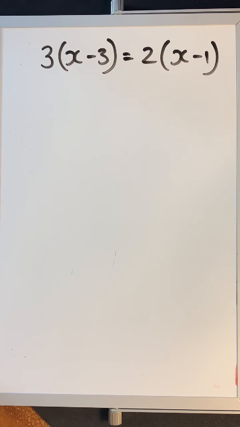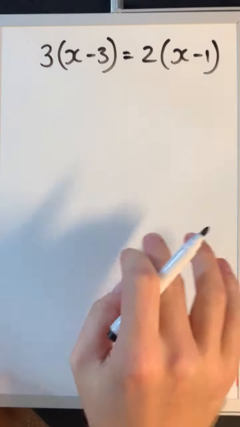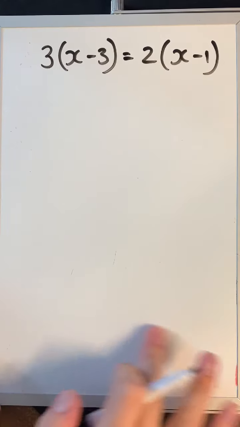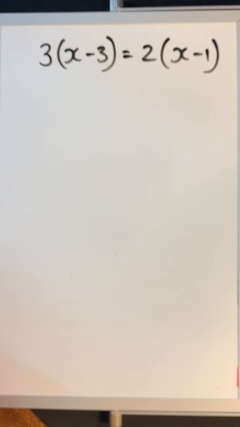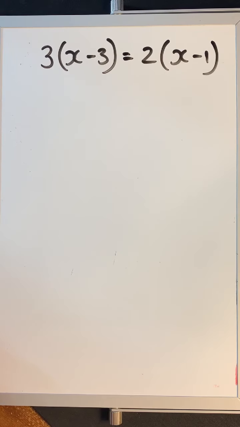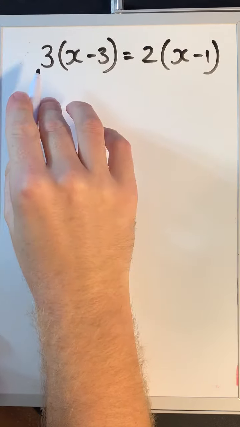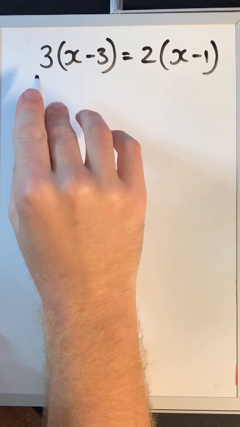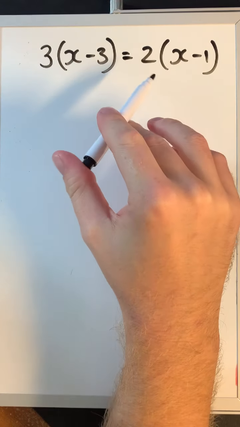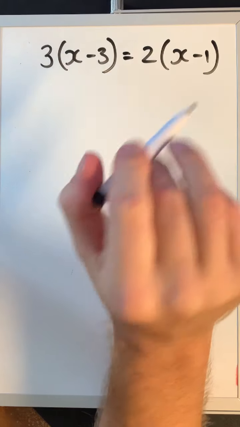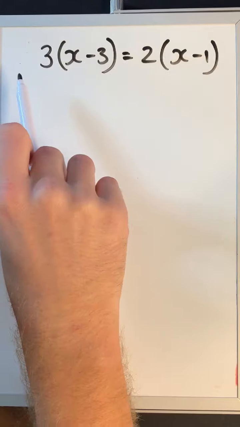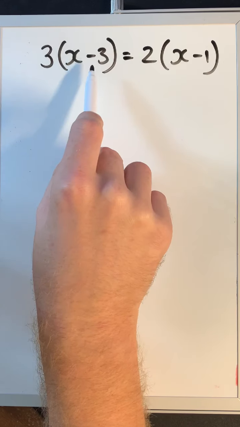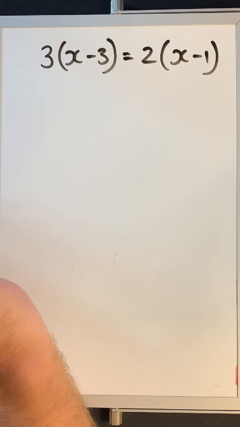Okay, so looking at a slightly different one again then, ramping up the difficulty slightly. If you notice here, we've got brackets involved. All this means is that we've got 3 multiplied by whatever's inside this bracket and 2 multiplied by whatever's inside this bracket. So don't let it put you off. All it's asking us to do here is multiply 3 inside this and 2 inside this.